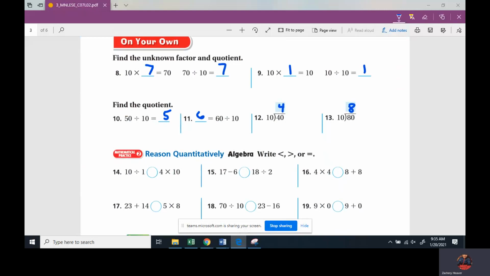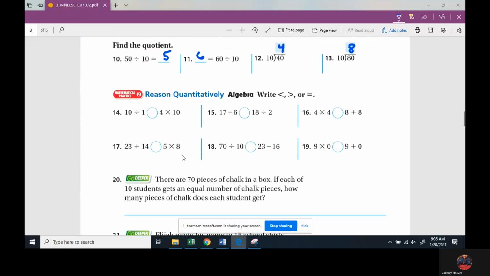You guys see a kind of a pattern? So, we got it down? The next one, these are hard. This is quantitative reasoning. We got to solve each side first. So McKenna, on number 14, what's 10 divided by 1? 10. Anything divided by 1 or multiplied by 1 is itself.